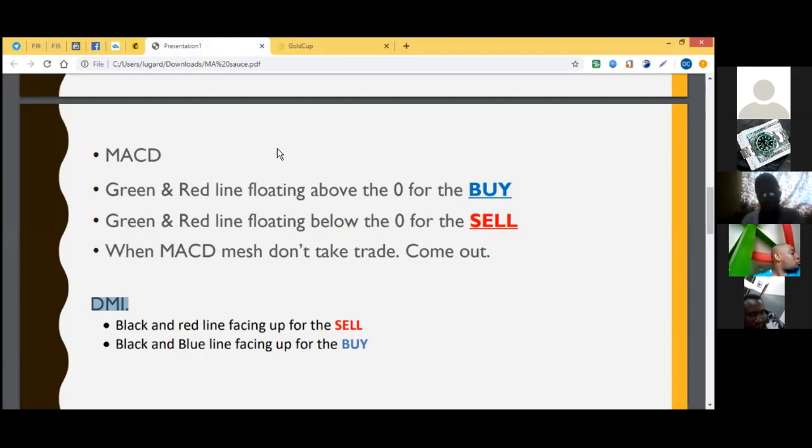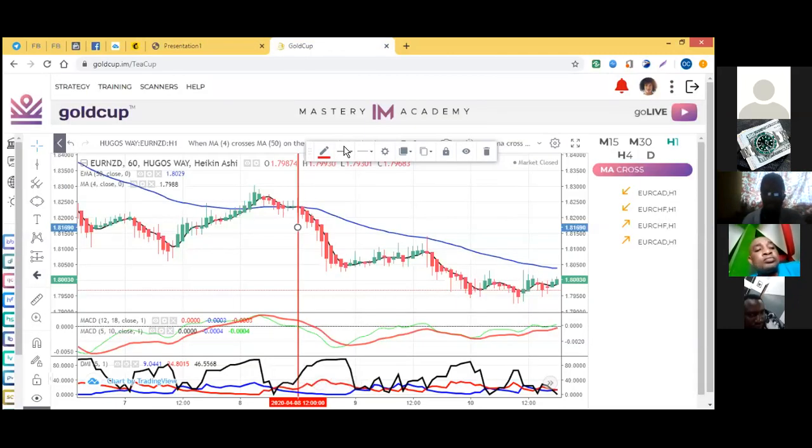So let me show you guys on the chart right now. You can see this, guys. Your black is facing up, right? And your red is facing up. So on your DMI, your confirmation is good, but on your MACD, it's not yet good. And on your charts, you don't have an Aiki candle yet, all right? So you just wait.